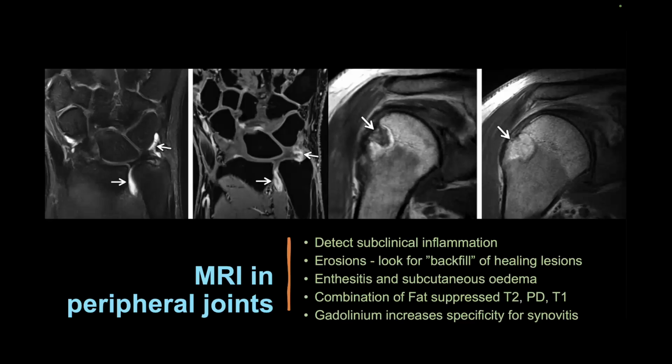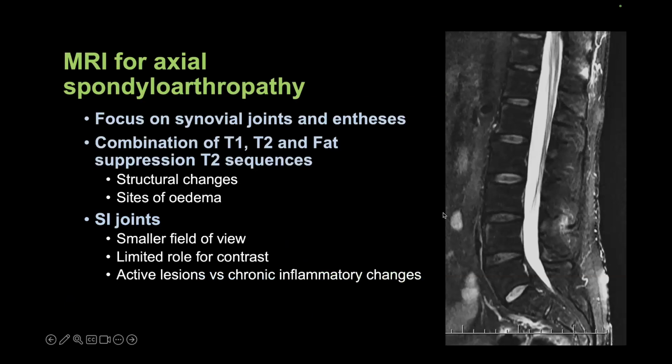Certainly, at the private practices that I work at, we use gadolinium for our small joints, so our wrist and hand inflammation protocols. But you don't really need them for larger joints, so in the shoulder or knees or hips, because you can usually see the synovial thickening quite easily. For axial spondyloarthropathy, it's very similar.